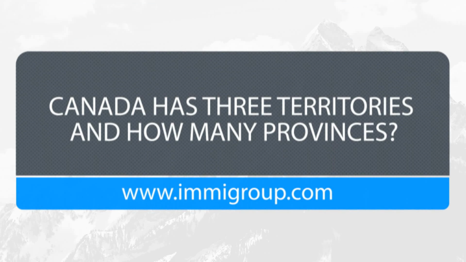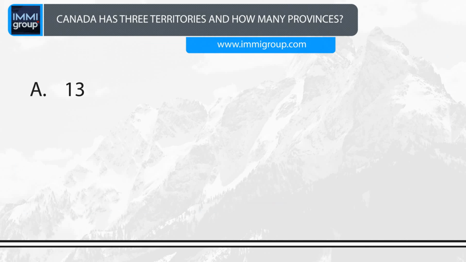Canada has 3 territories. How many provinces? A. 13. B. 10. C. 3. D. 5. Answer: 10.